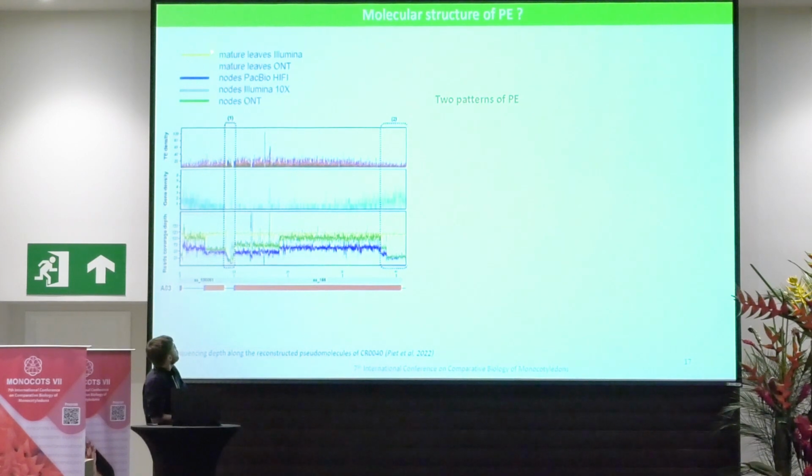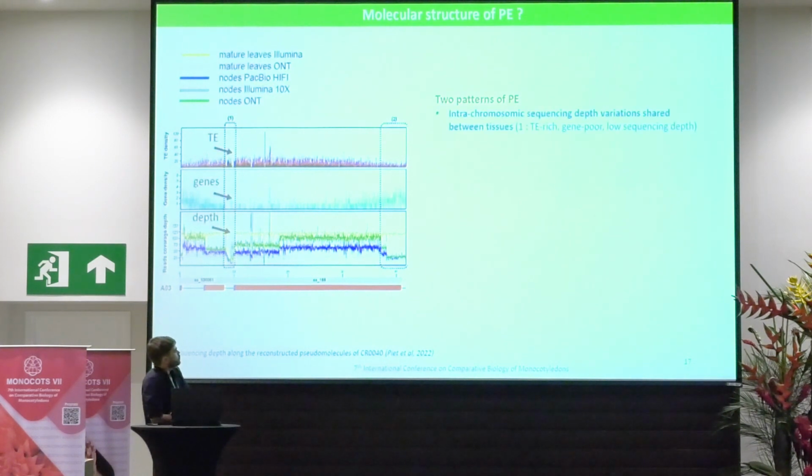For that, we in fact realigned sequencing data from two tissues, so the mature leaves and the nuts, obtained using different sequencing technologies. And we mapped them onto the 14 pairs of chromosomes that we had, in order to analyze the variation in sequencing depths along these chromosomes, as you can see here, with the colors corresponding to the different sequencing technologies and tissues.